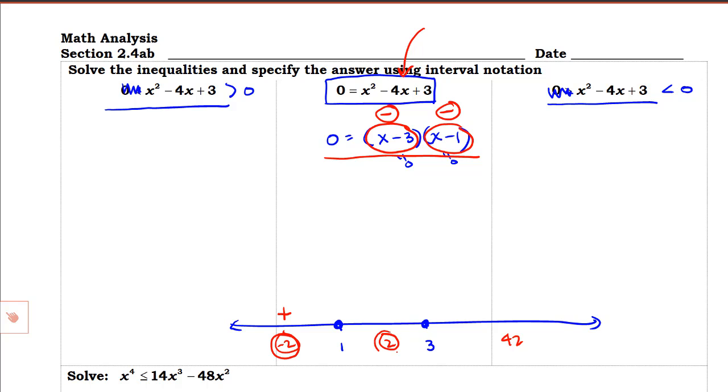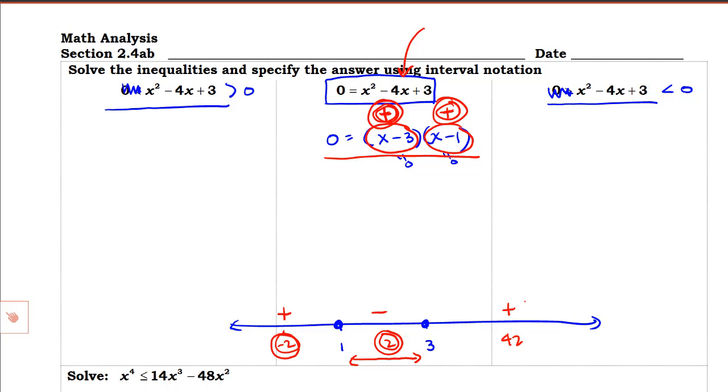If I plug in 2, this is still negative, but now this one's positive, isn't it? I'll bet you every number between 1 and 3 has that same fingerprint, negative and positive. What's a negative times a positive? Negative. And then if I plug in 42, clearly they're both positive. Meaning, if I plug in any number to the right of 3, they'll both be positive. Is that right?